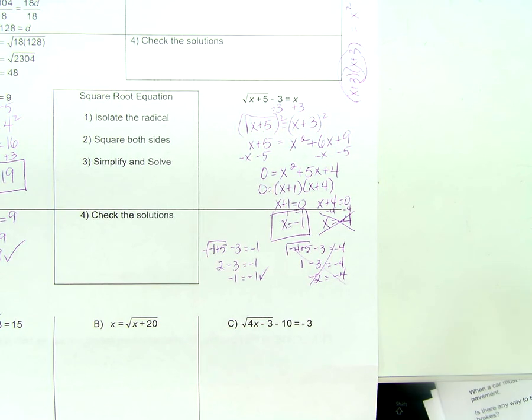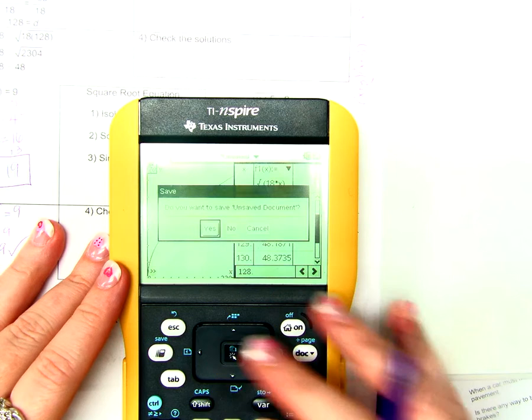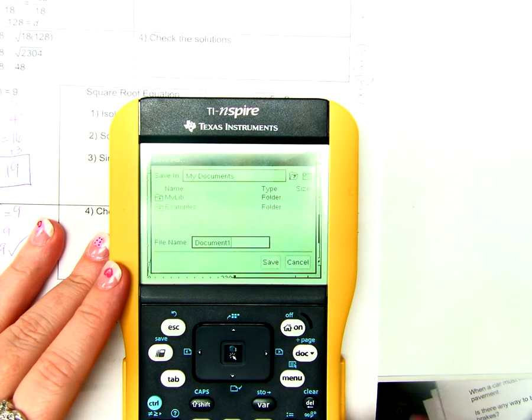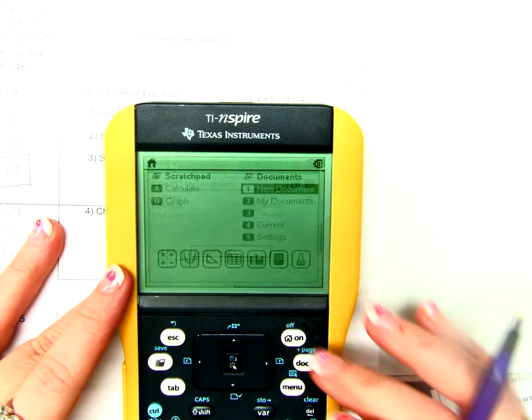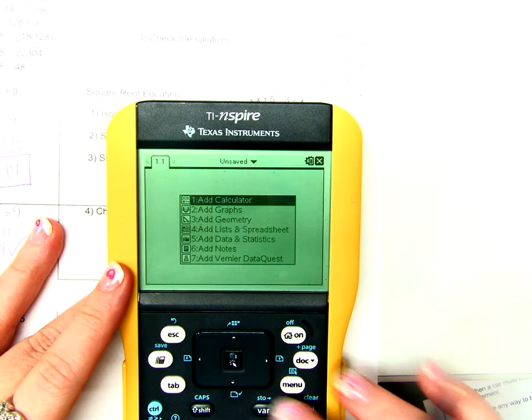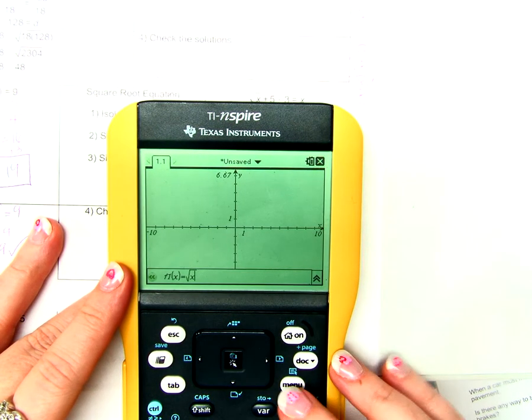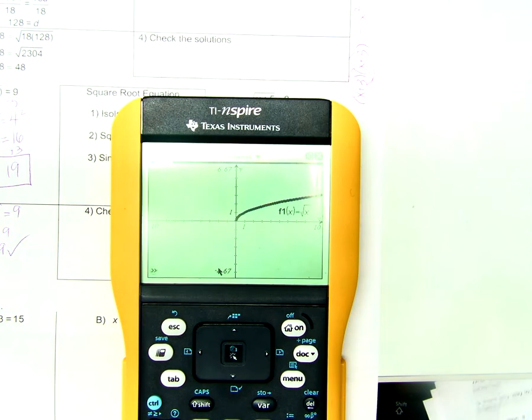Not only does it just happen, can I show you? What does a parent function of a square root function look like? New document. No, I don't want to save. Graph. Square root of x. What does it mean for something to be a solution? Graphically.